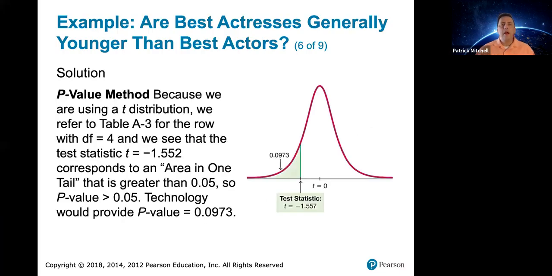Okay. So the p-value method, because we're using a t-distribution, we can either refer to table A3 for the row with 4 degrees of freedom, and we find that this test statistic corresponds to an area in one tail that is greater than 0.05. So if you're using the table, you would say that the p-value is greater than 0.05, or if you're using technology, that gives you a p-value of 0.0973. So let's check out both of those things.